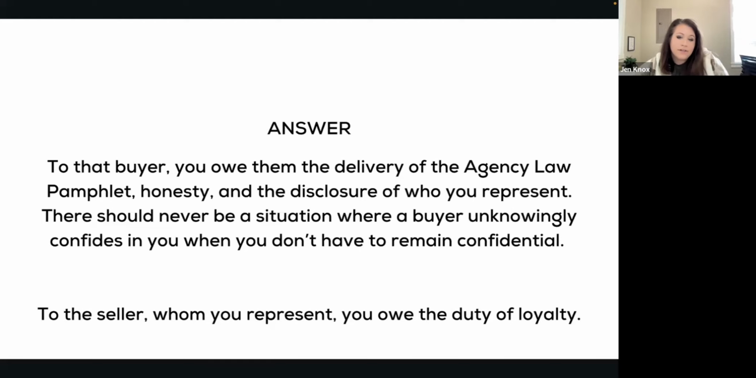To that seller for whom you represent, you do owe the duty of loyalty. So you will find yourself in a situation now where you know things and you'll have to navigate how to get through that.